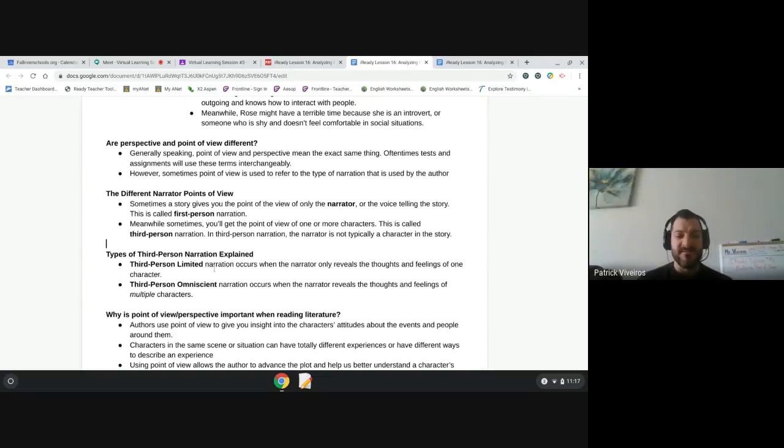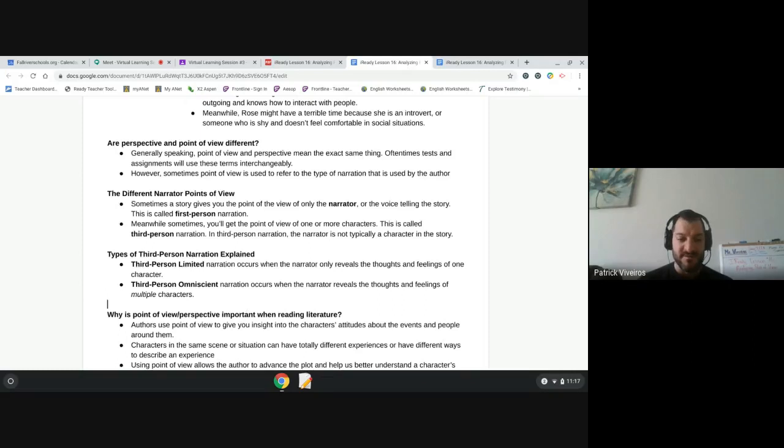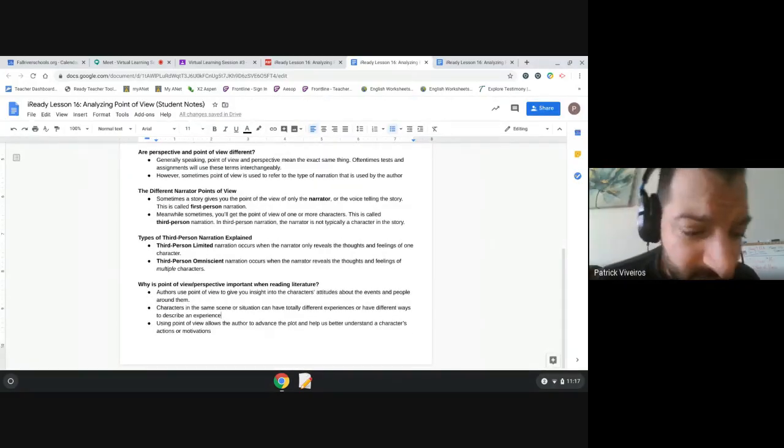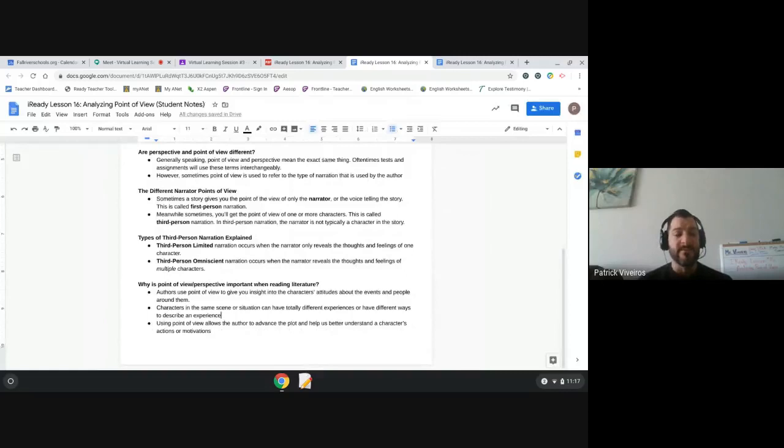So why is point of view and perspective important when reading literature? I'm just going to scroll down a bit here to make sure I have all of the notes up, which, yeah, that's actually the end point. So that makes sense. So why is point of view and perspective important when reading literature?